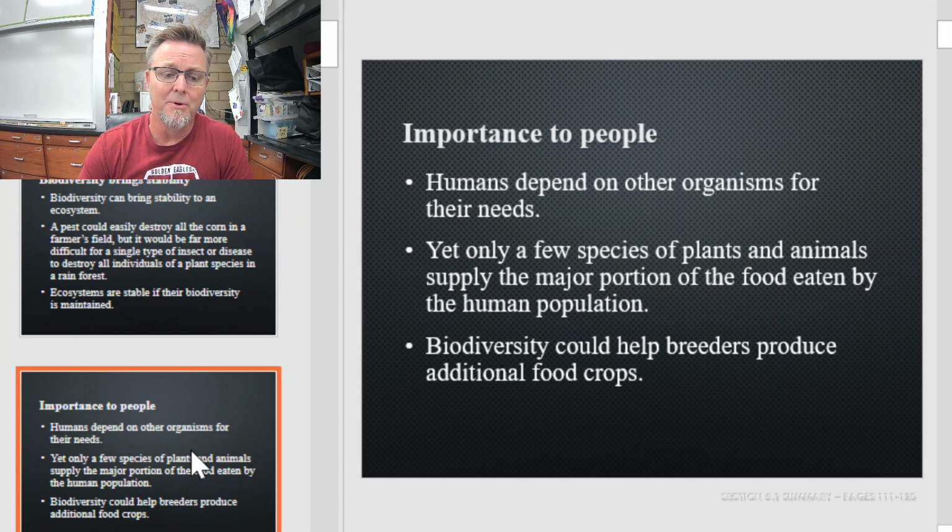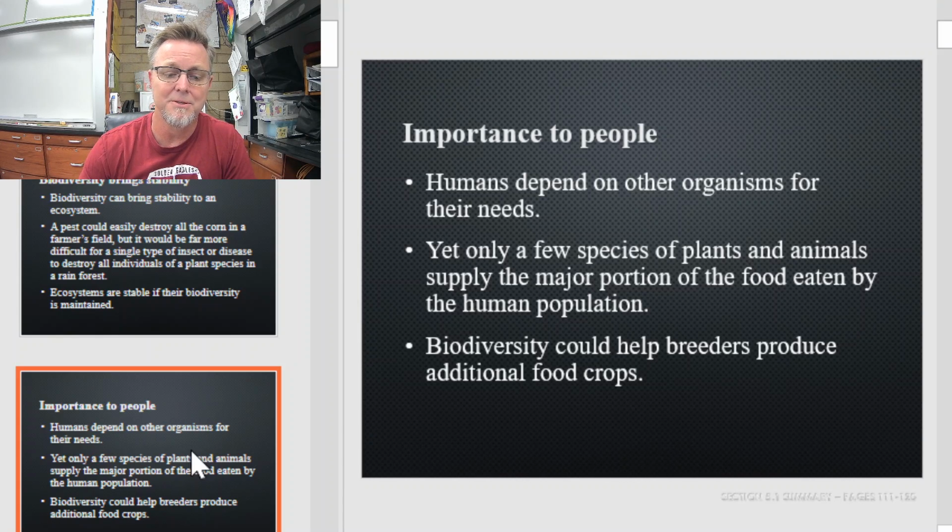Biodiversity also is important to people. You may not realize it, but nature, in a lot of ways, is a pharmacy for us. Many of the medications that people take that keep us healthy have come from plants and animals around the globe. Humans depend on organisms for a wide variety of their needs, not just medicine. Think about what you eat on a daily basis. That's a form of biodiversity too. Unfortunately, as our diets narrow, we tend to focus on just a few species of plants and animals to supply the majority of the food that we eat.